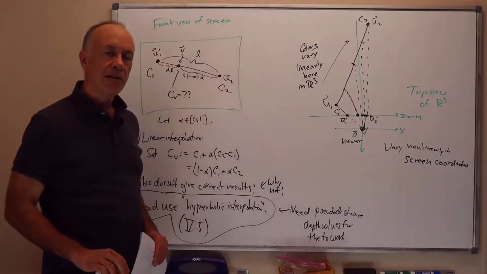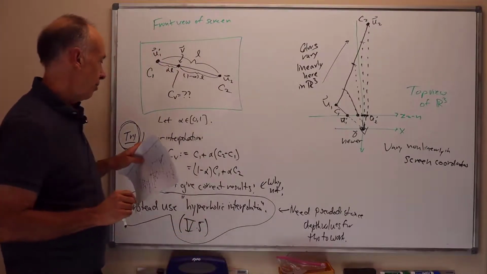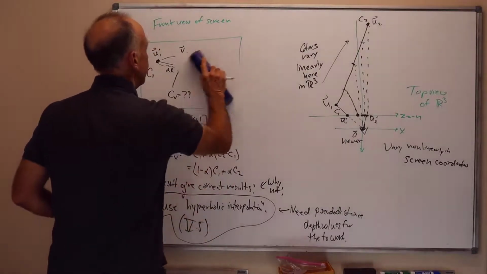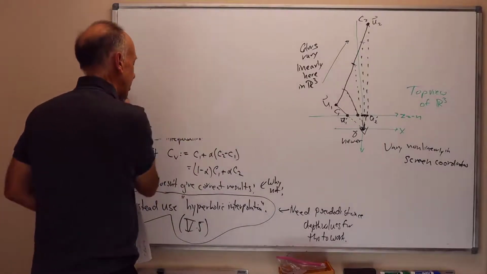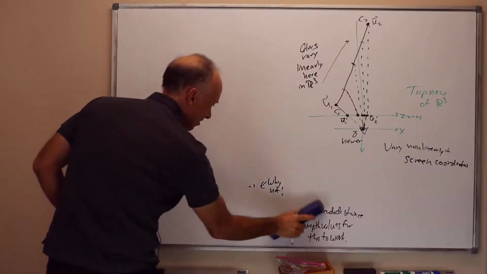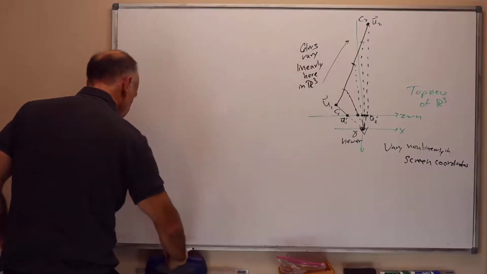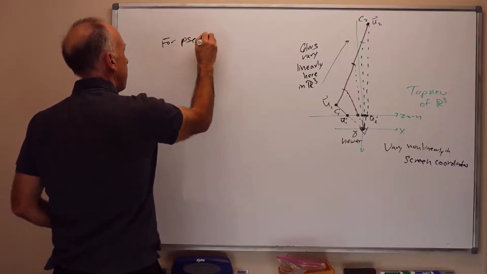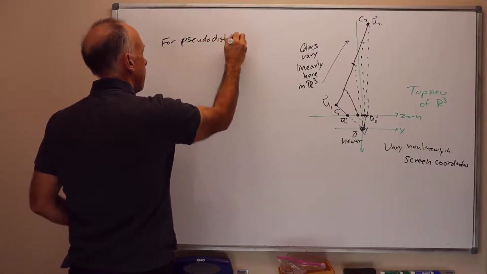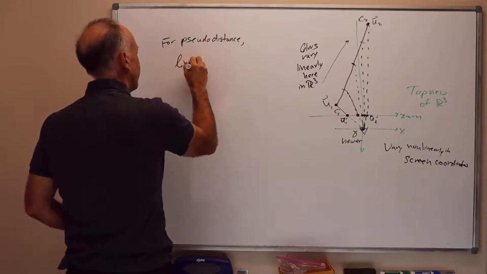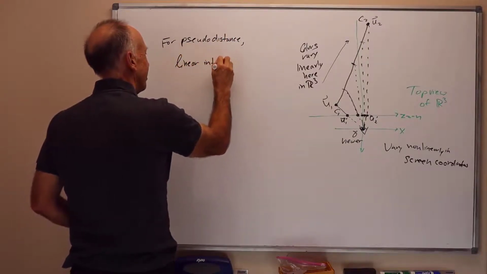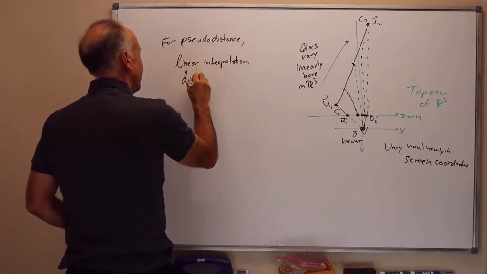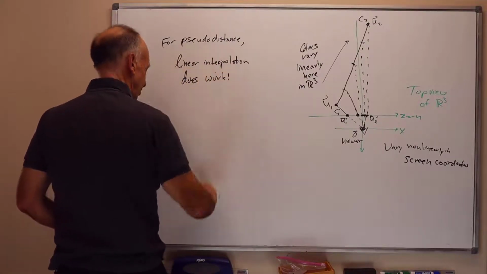The nice thing about pseudo-distance is that we can use linear interpolation on pseudo-distance and everything will work out okay. So let's redraw the picture here. It's similar to the picture I just drew already, but everything works out okay. So for pseudo-distance, linear interpolation works. Let me draw the picture of this.